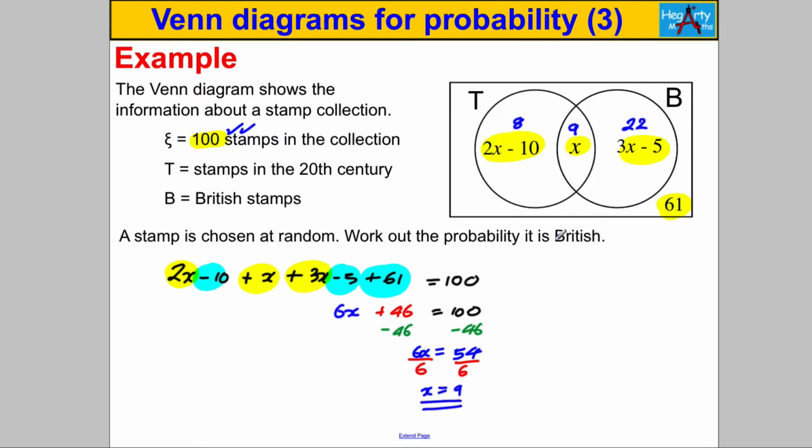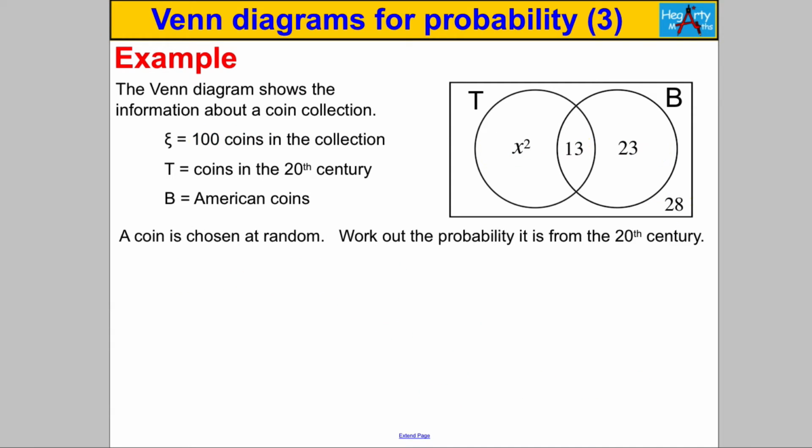Now the question was, what was the probability it is British if a stamp is chosen at random? The probability that it's British, well, how many British stamps are there? Everything inside this circle is British, so the 9 add the 22 is equal to 31, so it's 31 out of a total of 100, and we are done. Okay, next question. Pause the video, have a go.